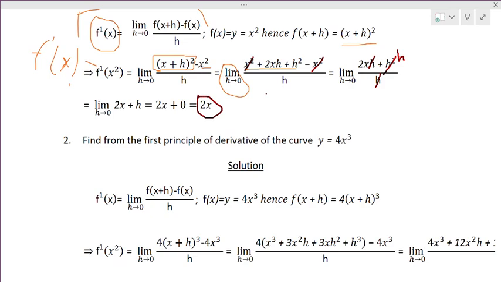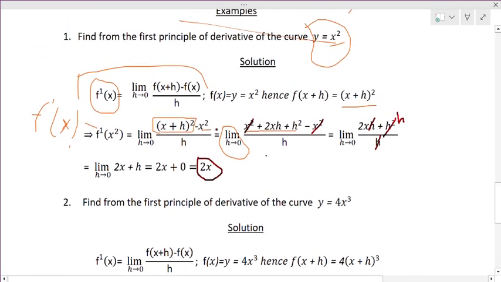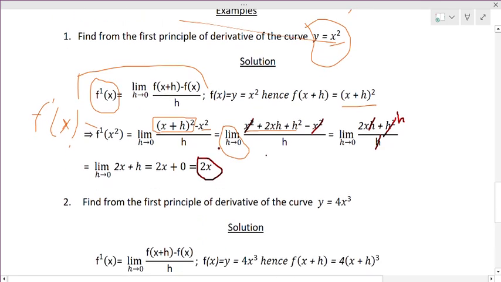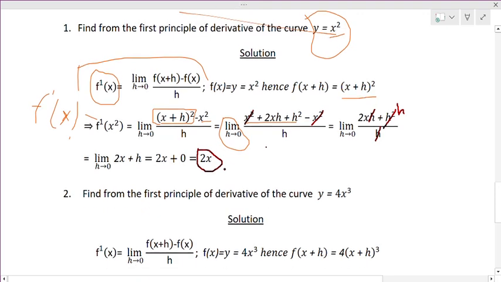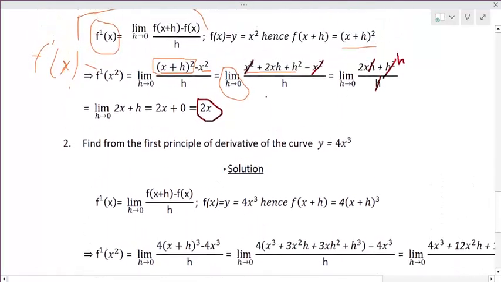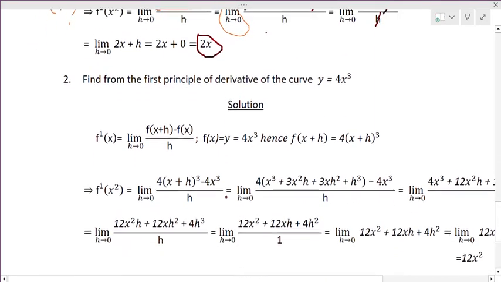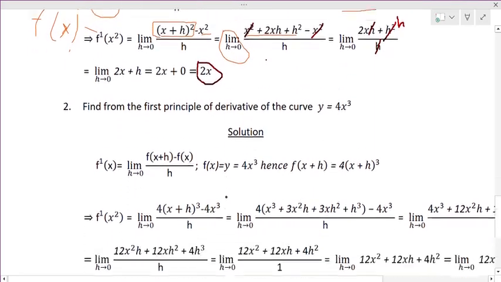This is our final answer. Yes, there's a shortcut way of solving this one. But in case it asks you to find the derivative of this function using the first principle, you have to go through all these steps. But there's a shortcut way for solving this, and I will do a video on that too. It's very short. But now let's stick to this principle.